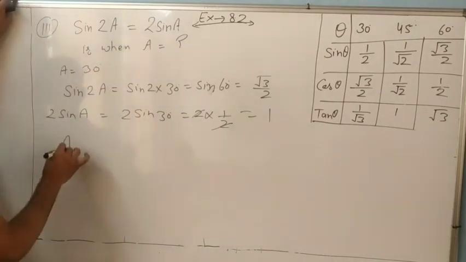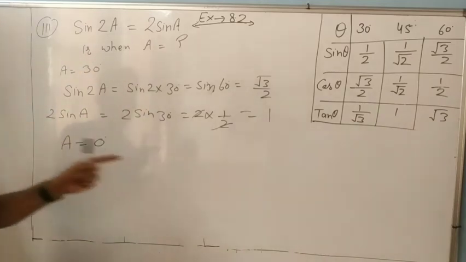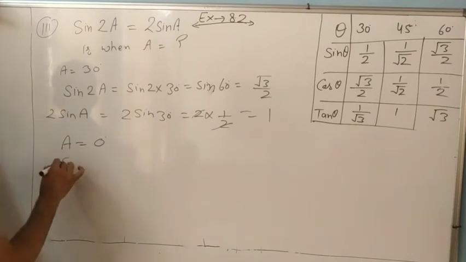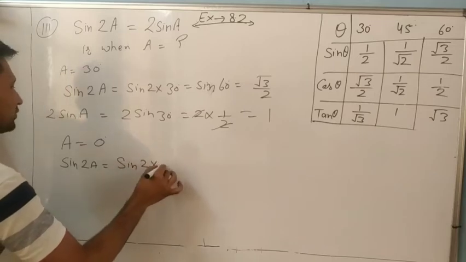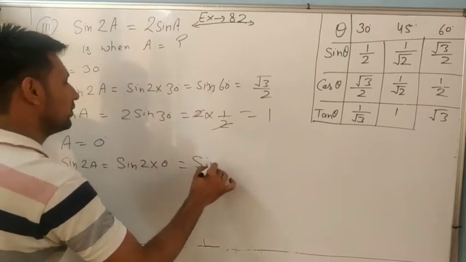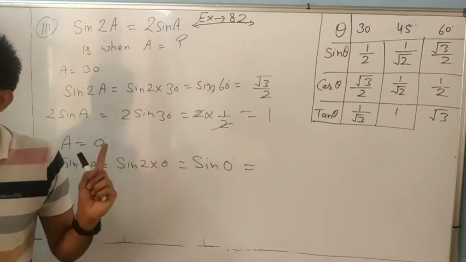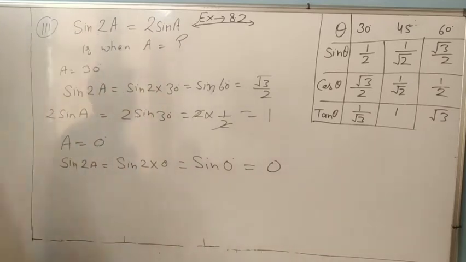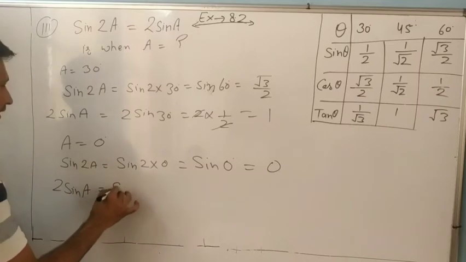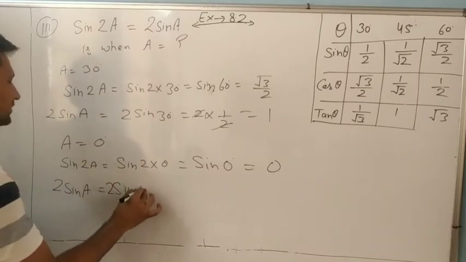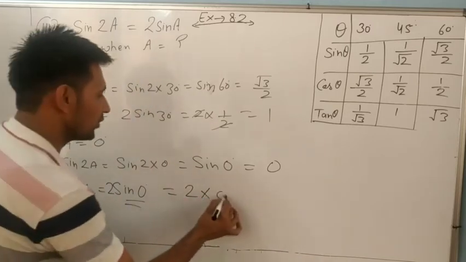Suppose now we take A as 0 degree, because 4 MCQ options are given. Now A is 0 degree. So sin 2A, how much? Sin 2 into 0. 2 into 0 is 0, and sin 0 degree. Do you remember? Yesterday I told you sin 0 is always 0. Okay dear. Now 2 sin A, 2 multiply sin 0, that is 2 into 0, which is 0.